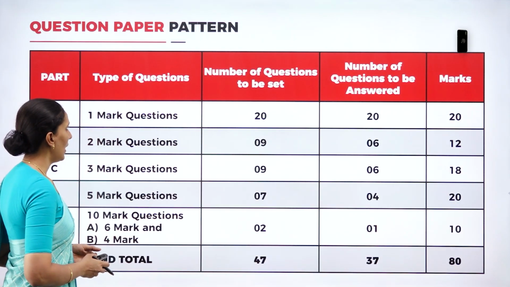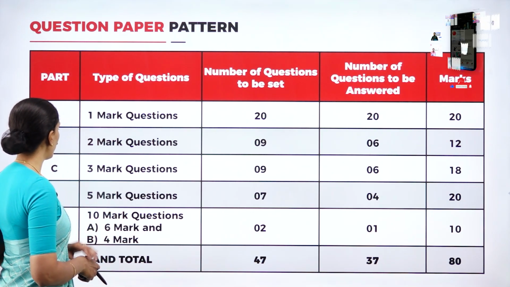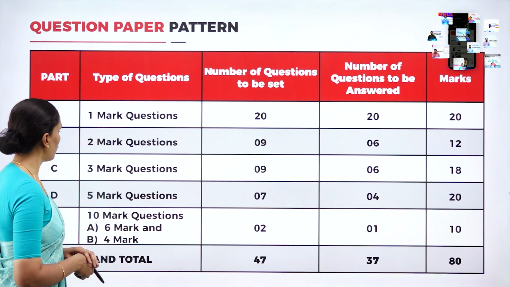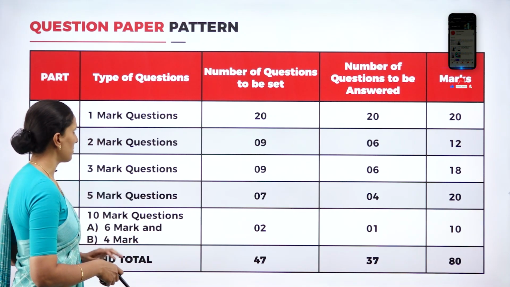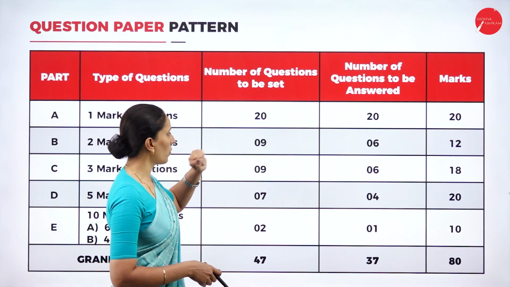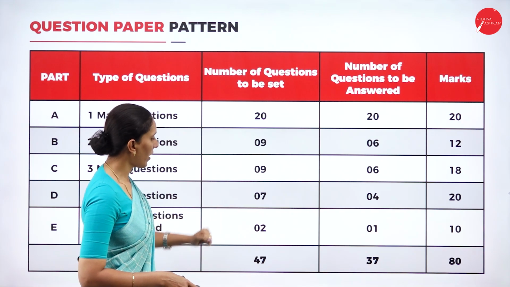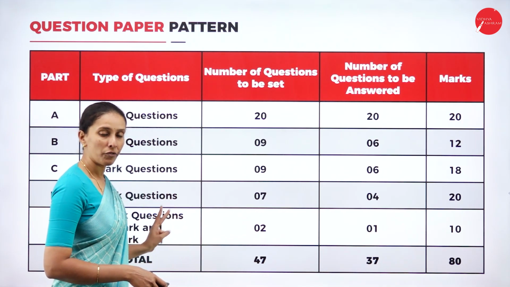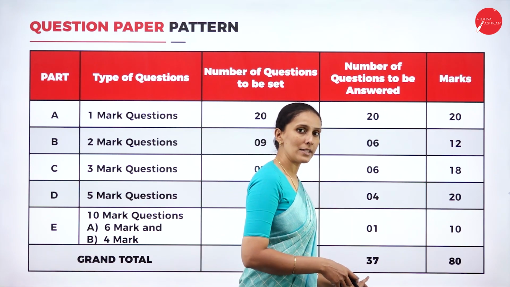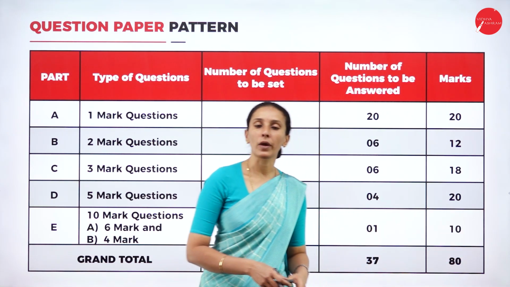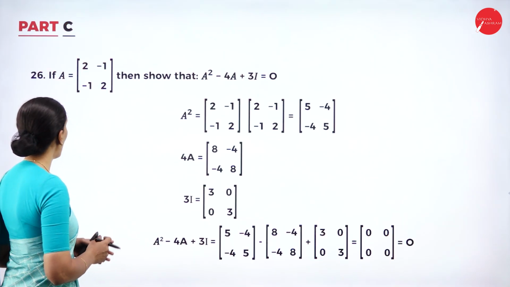Again, before that, let us see the question paper pattern of this academic year. So we have 5 sections and the type of questions you will get is 1, 2, 3, 4 as well as 5 and 6 marks. So you have 20 objective questions, 9 2-mark, 9 3-mark, 7 5-mark and 2 sets of 6-mark as well as 4-mark questions. So the number of questions to be answered is given and the maximum marks you can score is 80. Now let's find the solution for Part C section.